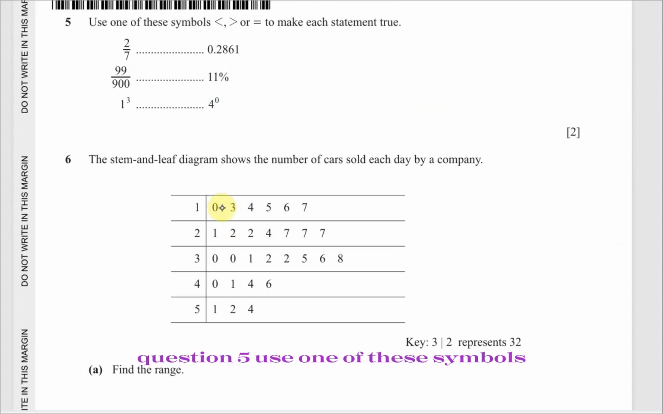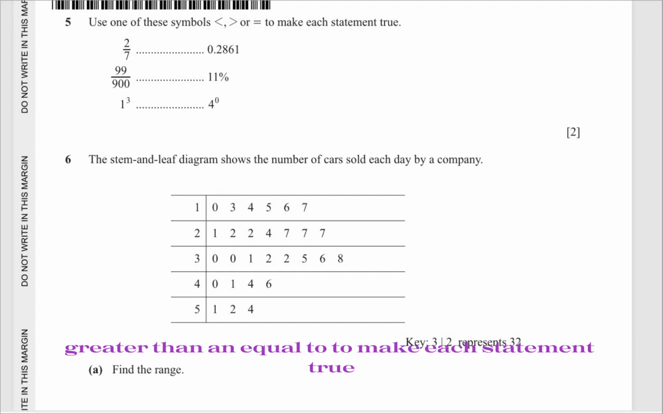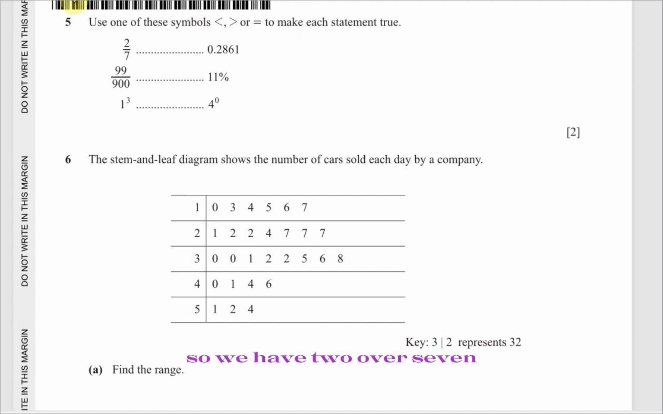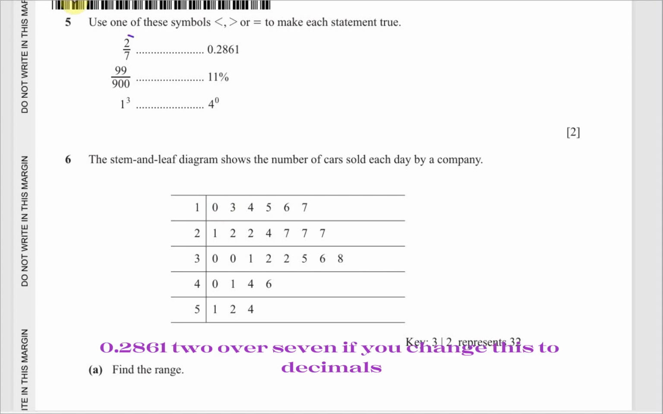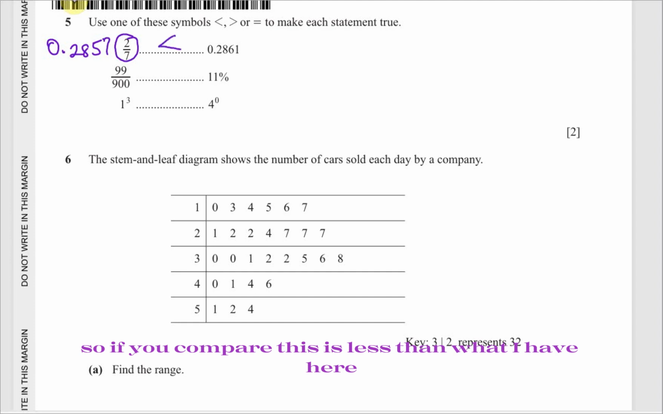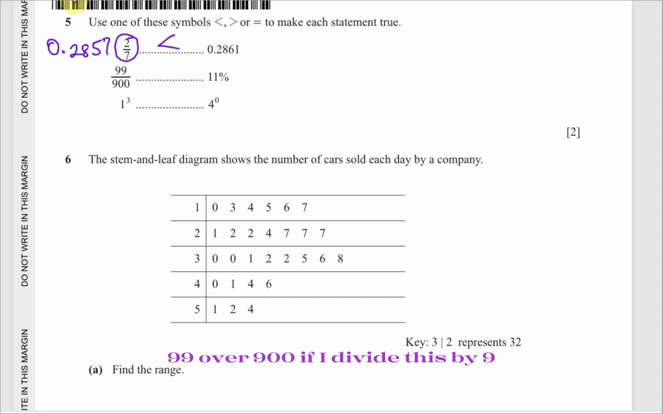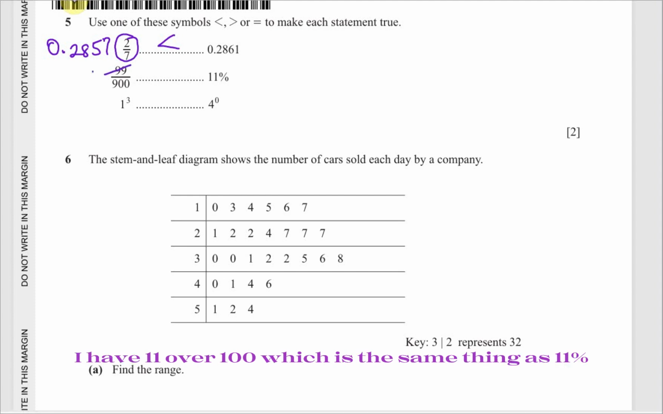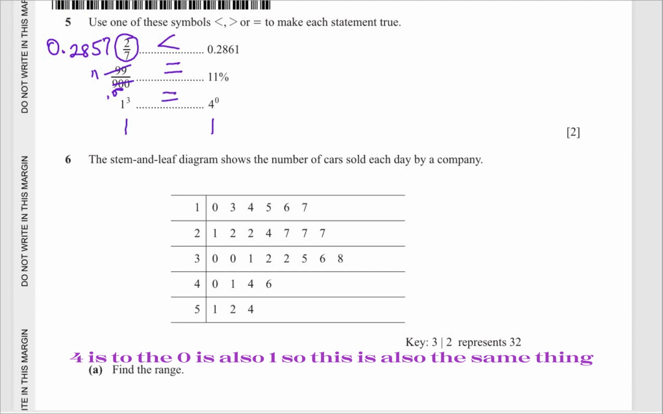Question 5. Use one of these symbols, less than, greater than, or equal to, to make each statement true. So we have 2/7 and 0.2861. 2/7, if you change this to decimals, is going to give us 0.2857. So if you compare, this is less than what I have here. 99/900, if I divide this by 9, I have 11/100, which is the same thing as 11%. And the third one, 1 cubed is 1. 4 raised to the power 0 is also 1. So this is also the same thing.